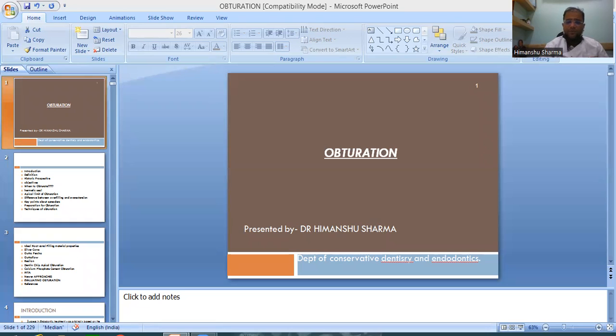The technique has 3 stages. First we do cone fit and plugger fitting, then the down pack technique, and then the backfill technique. Cone fit: an appropriate size gutta percha cone is selected. It must fit in the last 1 mm and to full length, with a minimum tug back of 0.5 mm at the apical tip of the gutta percha cone.